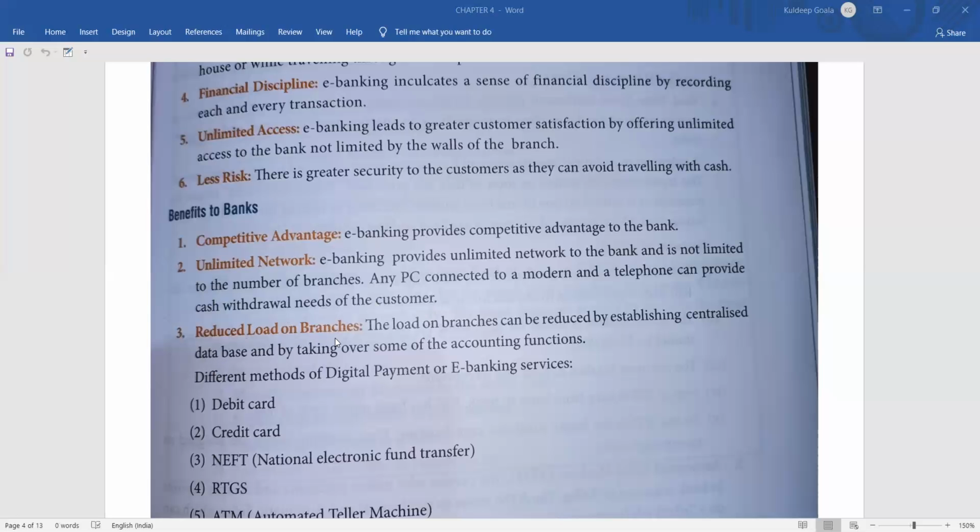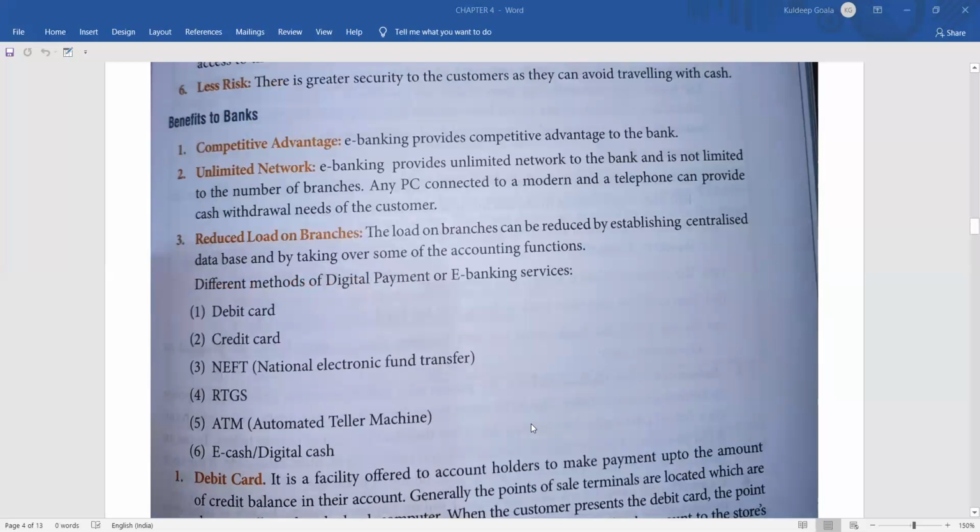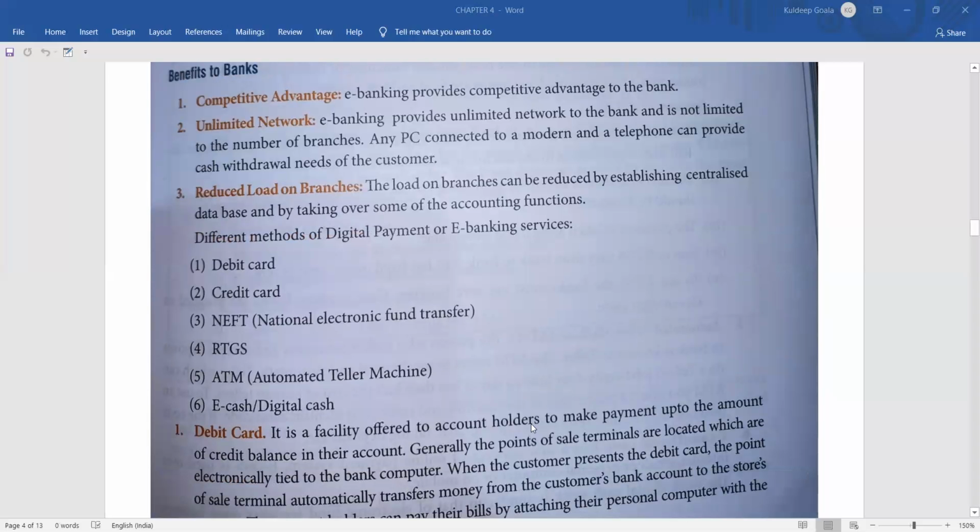Reduced load on branches. Now there are many benefits of that. The load on the branches can be reduced by establishing a centralized database and by taking over some of the accounting functions. If the bank goes on doing everything, it puts an extra burden on the branch. But with the use of the internet, many burdens have decreased, like debit card facility, credit card facility, NEFT, that is the National Electronic Funds Transfer system, then RTGS, that is Real-Time Gross Settlement, the next one ATM, then e-cash or digital cash. All these have helped in reducing the load on the branches.